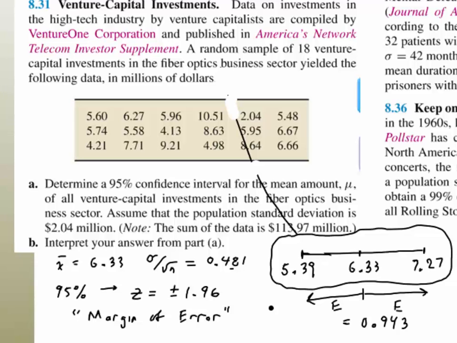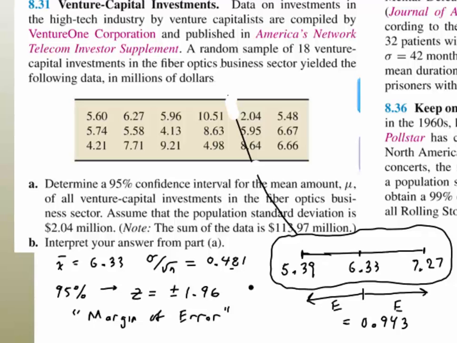And it's always in the units of your data. It's not percent unless your data is percent, okay? So if your data is percent, then it will be a percent. But in this case, our data was in millions of dollars. So 0.943 millions of dollars is the margin of error for the estimate 6.33. Does it make sense?